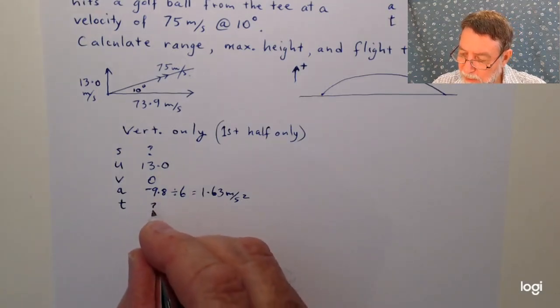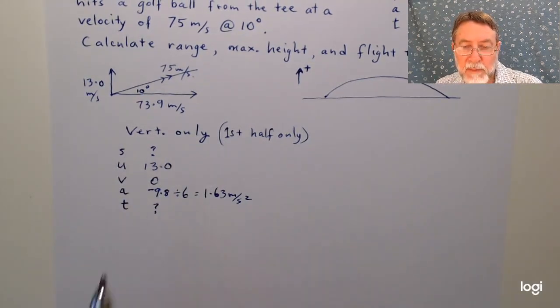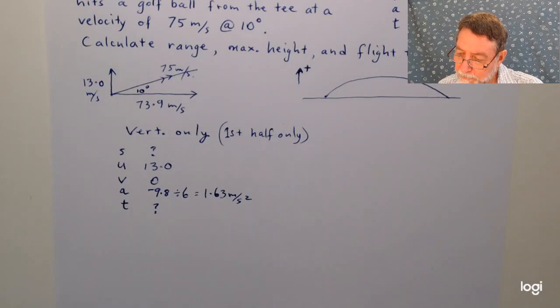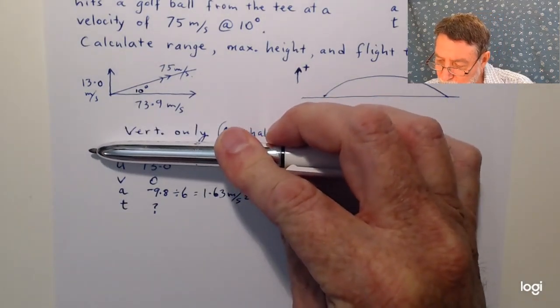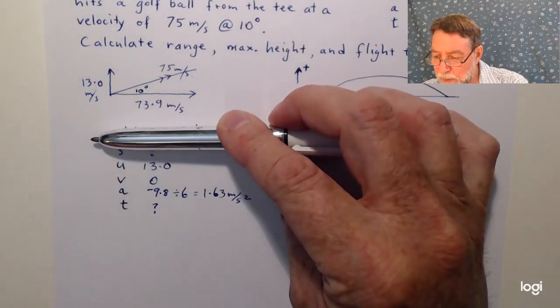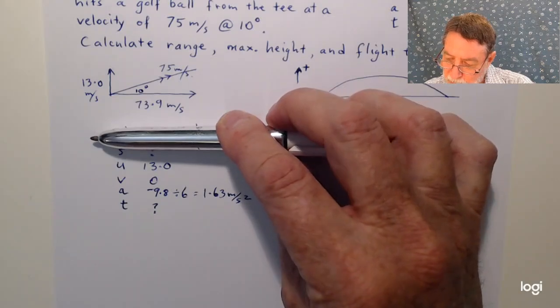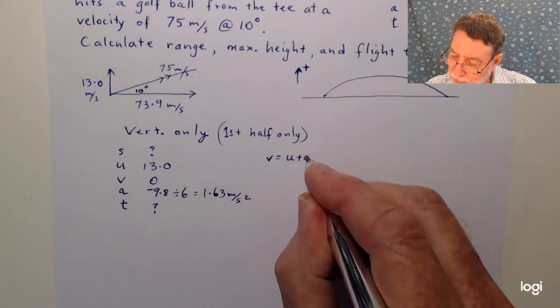And how long does it take to get to the top? We'd like to know that too. We know 3 things out of the 5. That means we can find the other 2. Which one will I go for first? Got to look for the time first. So if I'm looking for time, then which equation, I'll cover that one up, which equation has got these four in it? Yep, it's V equals U plus AT.